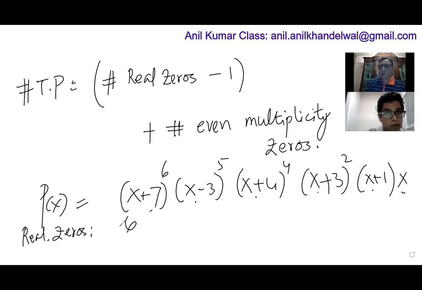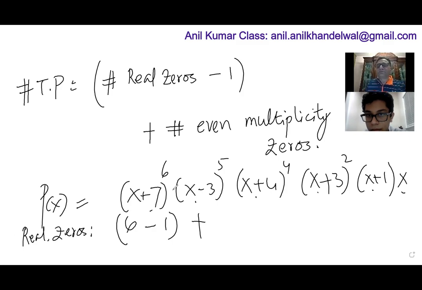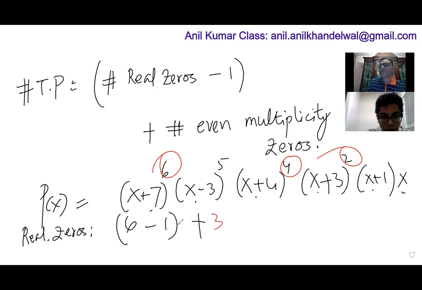So the number of turning points will be 6 minus 1, correct? Plus, how many of them are even? 3 of them are even. Plus 3. You get the idea? And therefore, the number of turning points for this will be 6 minus 1 is 5, 5 plus 3 is 8. You get the idea, right?